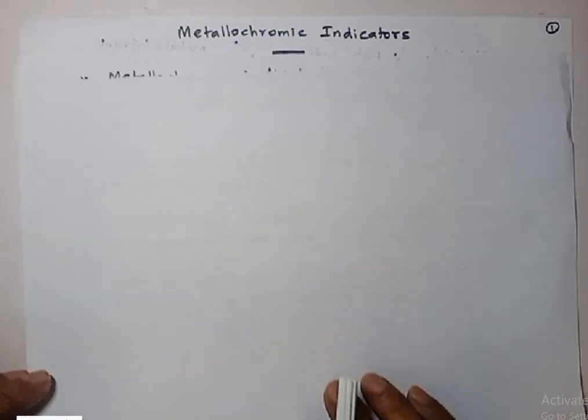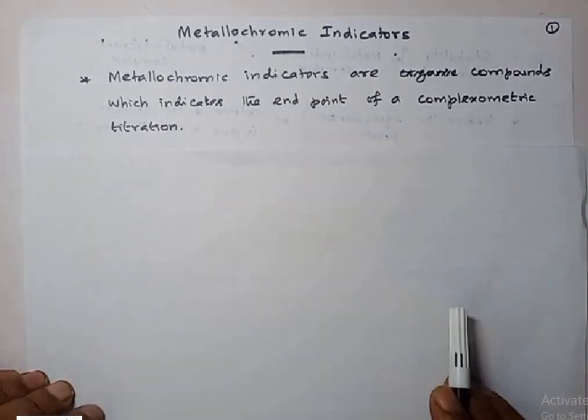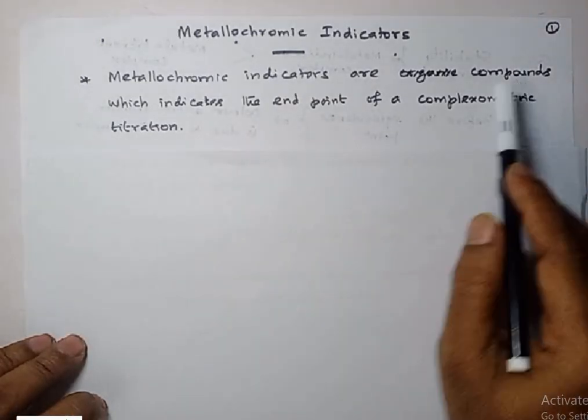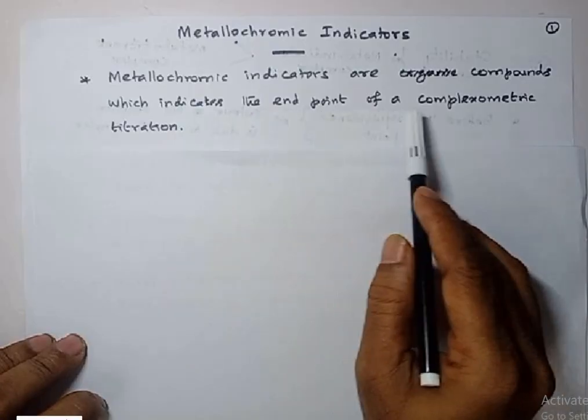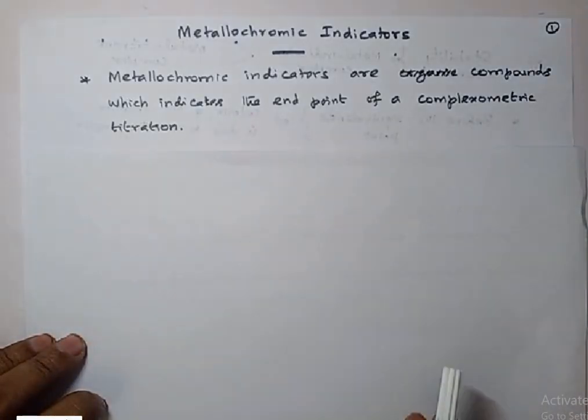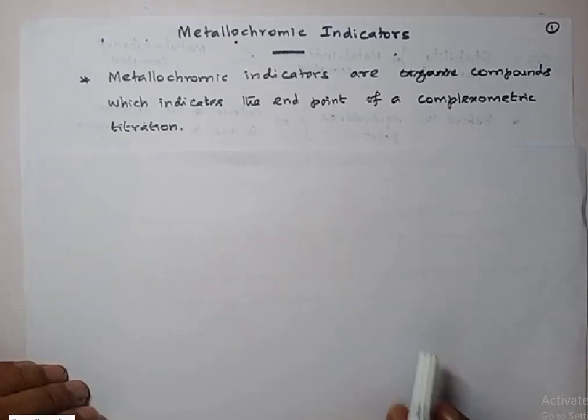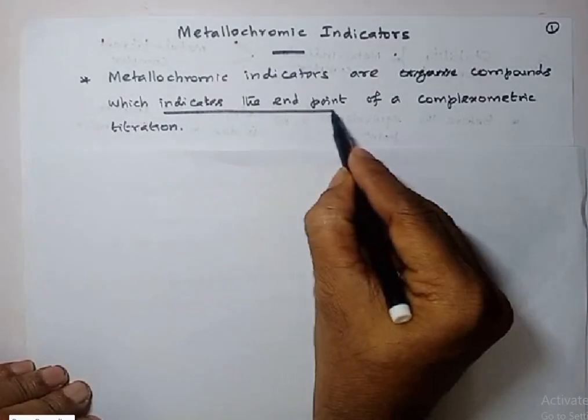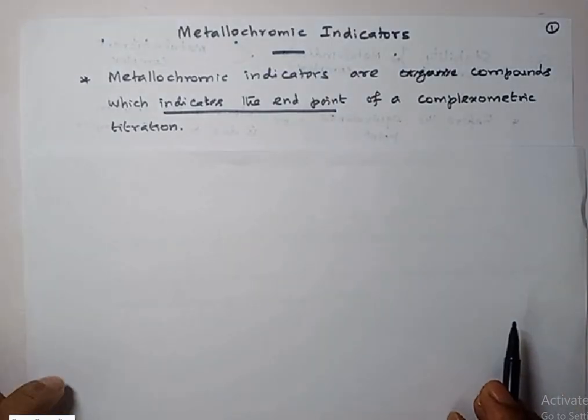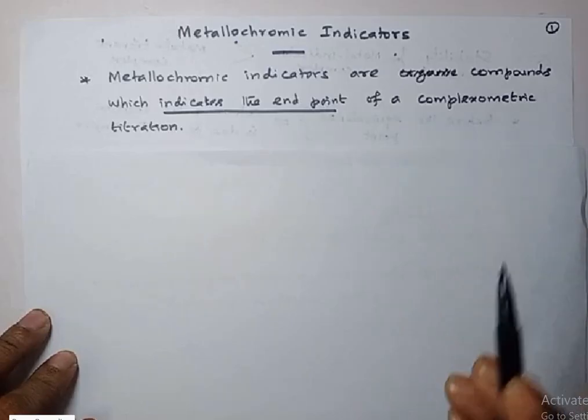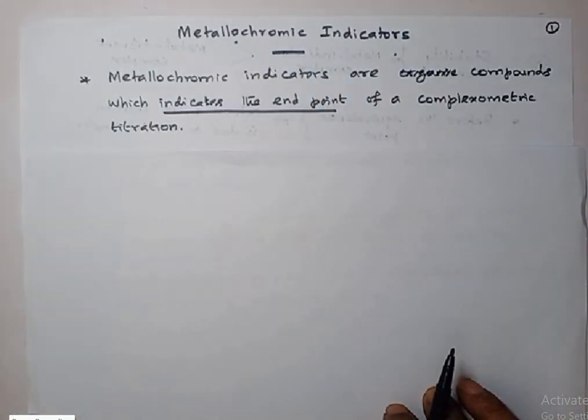So, what are metallochromic indicators? Metallochromic indicators are compounds which indicate the end point of a complexometric titration. Listen, I told you already, in conventional volumetric titration, we always get end point, not equivalence point.